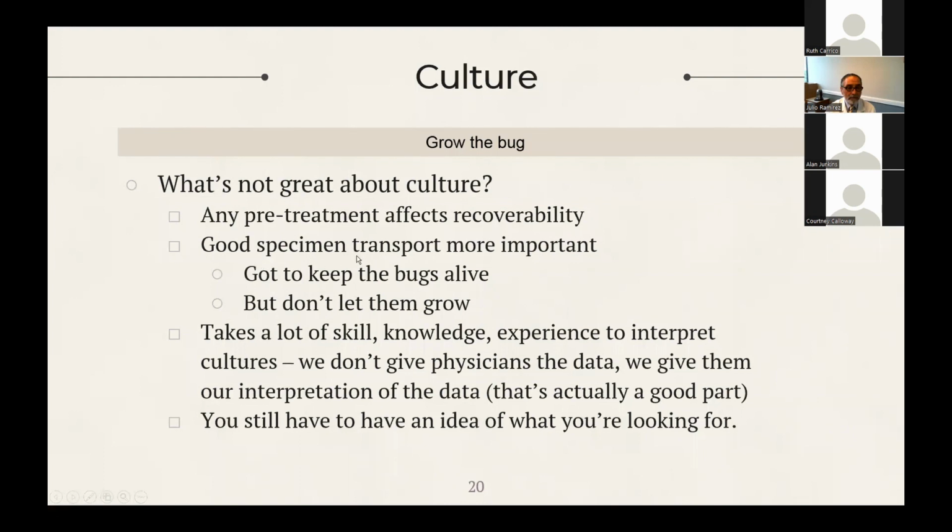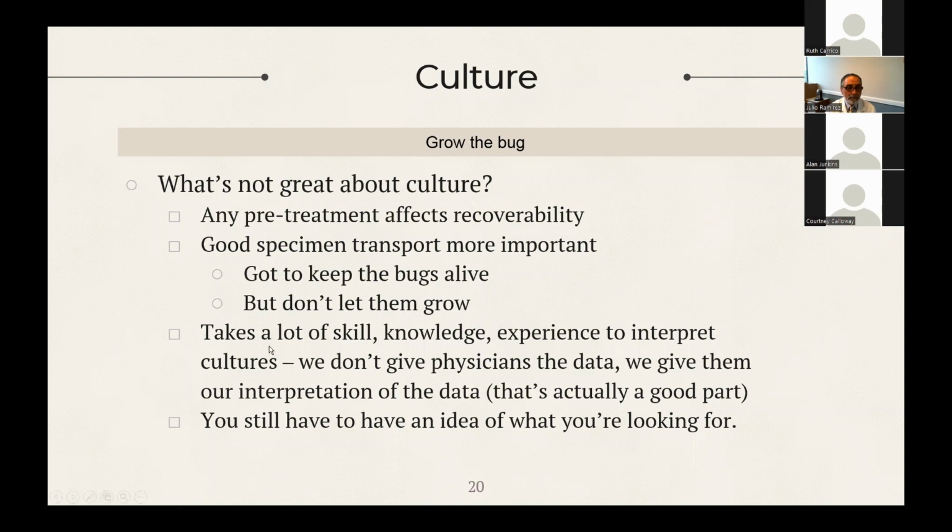The bug has got to be kept alive, so you have to have good specimen transport. This is really, really important. You have to get good specimen collection, and that specimen has got to get to the laboratory quickly under the right conditions so that the bugs are still alive. We don't want them growing in there, but we need to have them alive. So one of the advantages of PCR is that specimen transport we really don't care about. The bugs can die on the way, but you'll still be able to detect them.